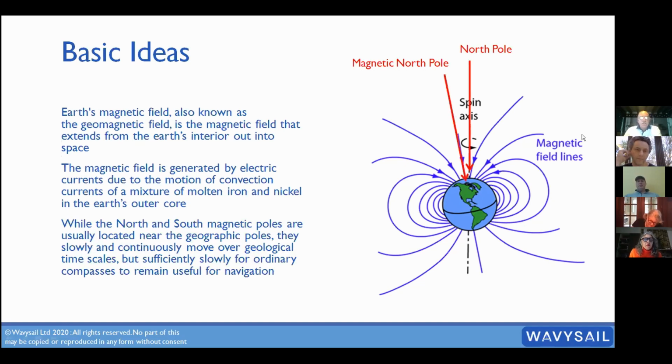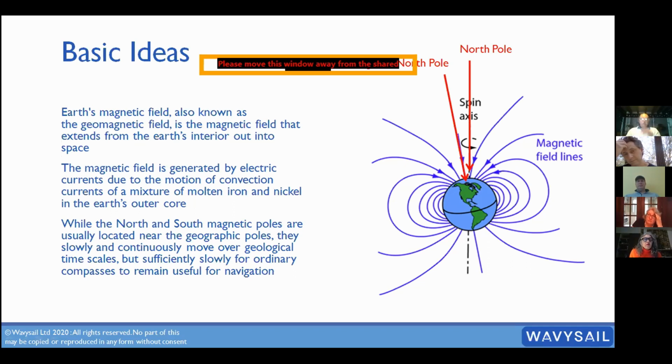While we say north and south magnetic poles are usually located near the geographical poles, they slowly and continuously move over geographical timescales, but sufficiently slowly for ordinary compasses to remain useful for navigation. Okay, so the actual true North Pole and the magnetic North Pole are not the same, and the same in the south. So you can see this line here, true South Pole, magnetic South Pole.